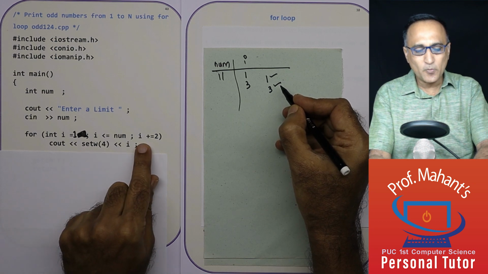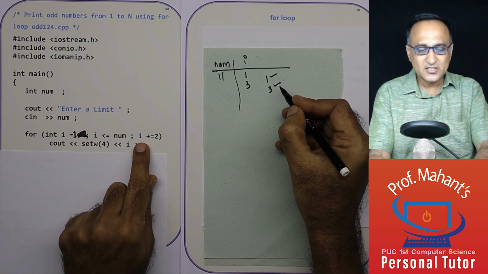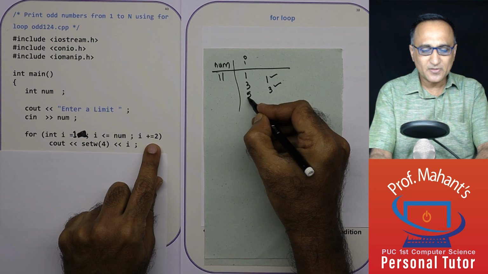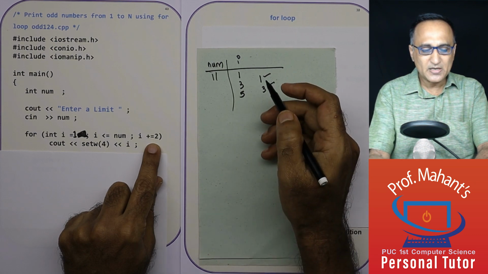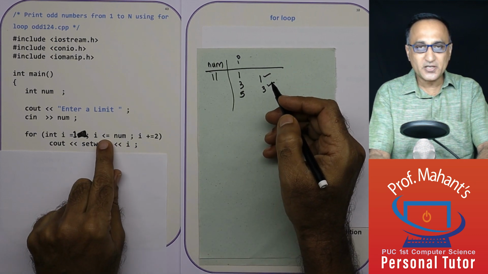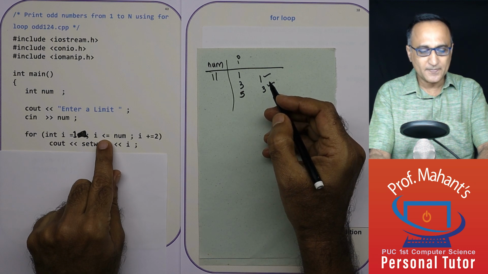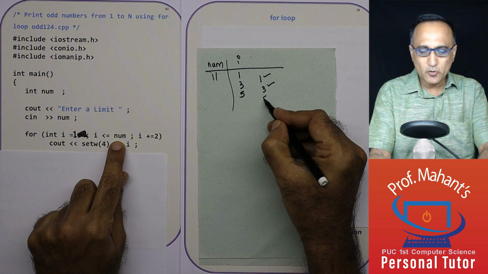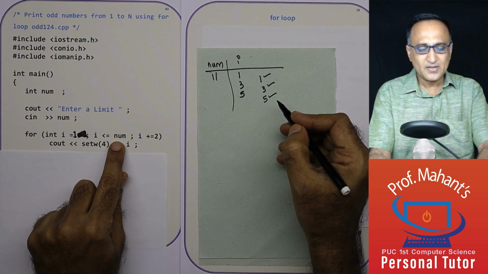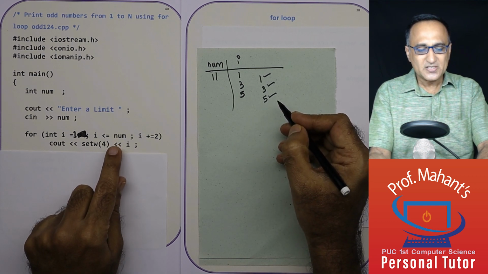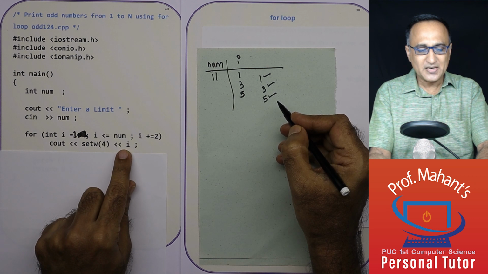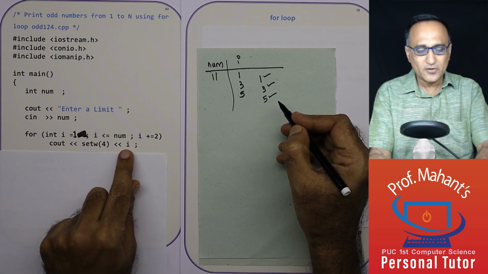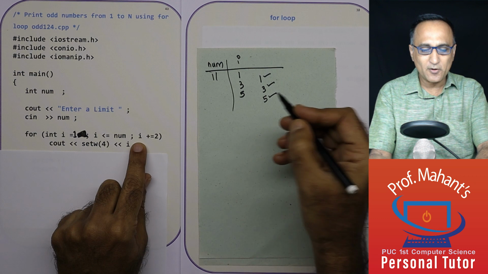Then I again go back here. This is 3 plus 2, I becomes 5. Once I becomes 5, again I go back and check the condition before executing. 5 is less than or equal to 11, it is true. So I am going to print 5 on the screen. After printing 5, I am going to increase the value of I by 2.